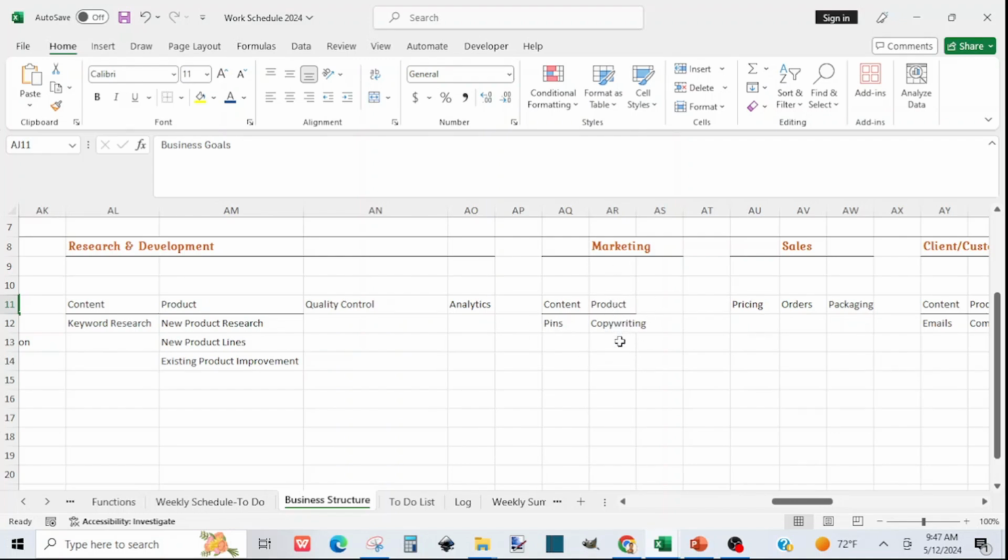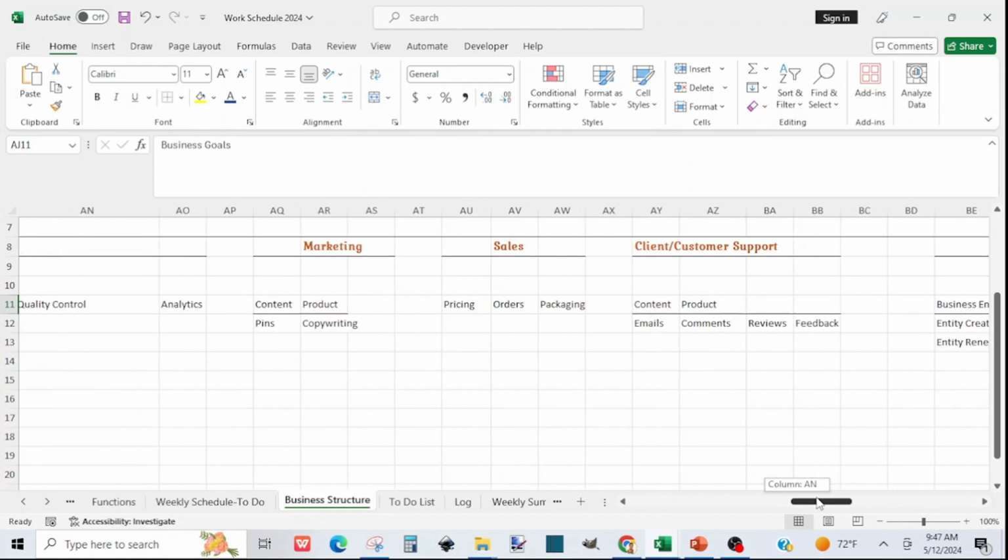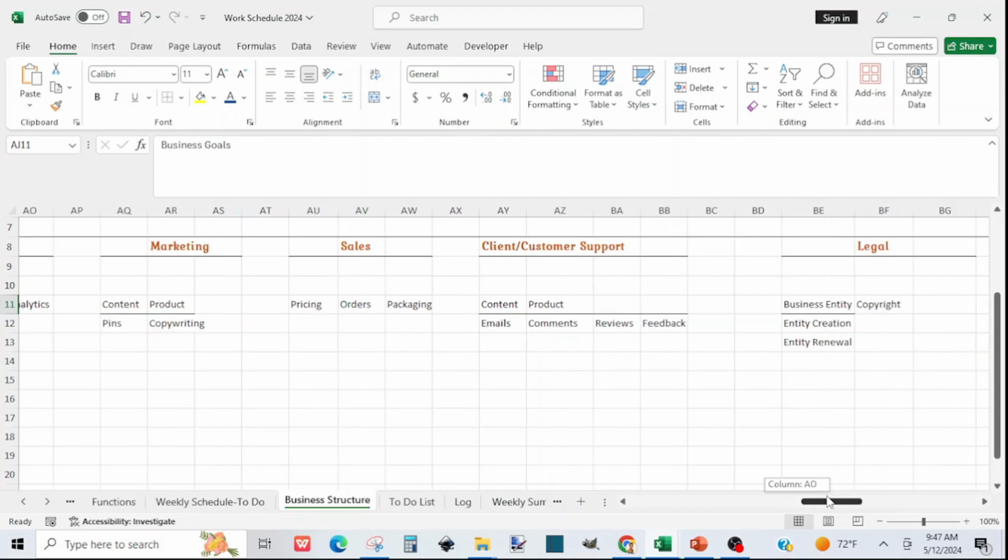So when we are writing product descriptions to list products, we will write them with search engine optimization in mind. So copywriting is marketing related there. So you have sales, I have pricing, product pricing, orders, packaging included there. Client support, so we have content and product. I have email that I have to go through, comments that I have to answer, reviews, feedback.